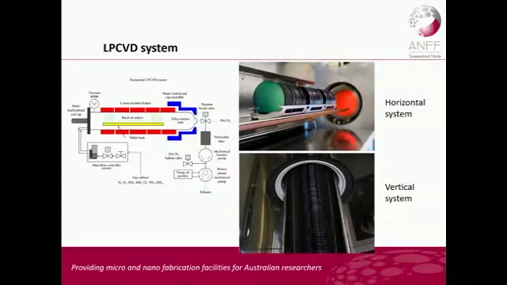So for a good LPCVD system, you have a 5-zone temperature controller. You also have a pump here to maintain the low pressure, and the door will be closed. This is a horizontal LPCVD system. In industry, people usually use a vertical system, which improves the productivity.